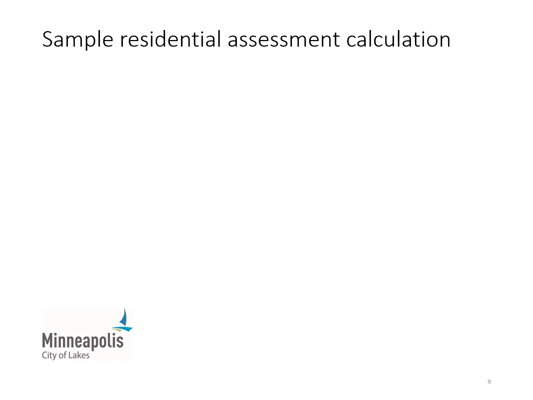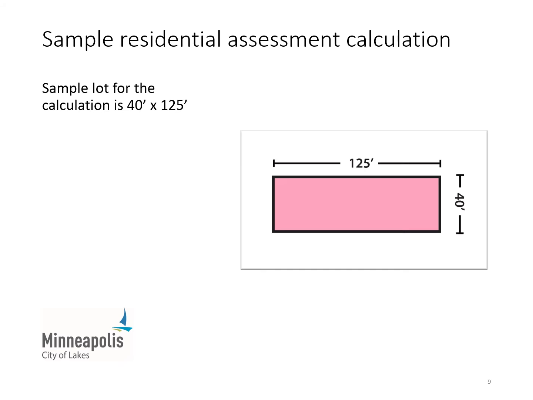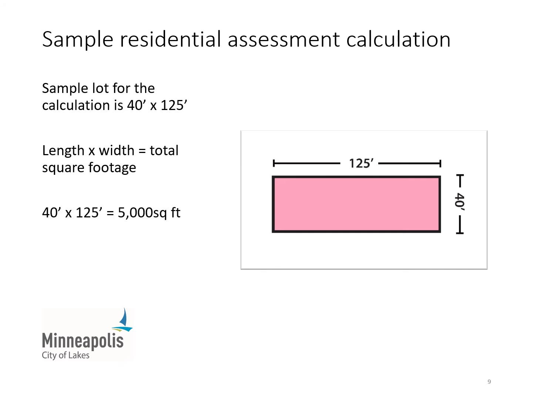This slide illustrates how your assessment is calculated using the dimensions of a standard residential lot where all of the parcel is within the influence area of the project. So for our example, the sample lot for the calculation is 40 feet by 125 feet. We'll multiply the length by the width for the total square footage. So for this example, 40 feet times 125 feet is a total of 5,000 square feet.